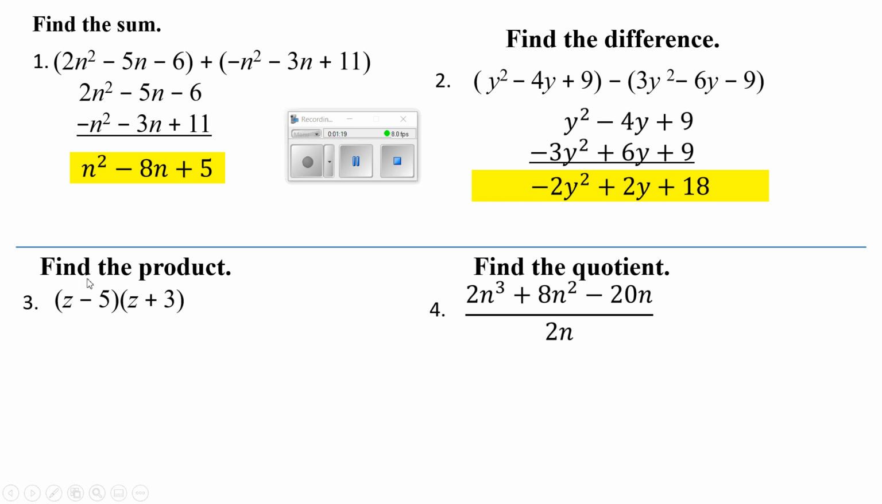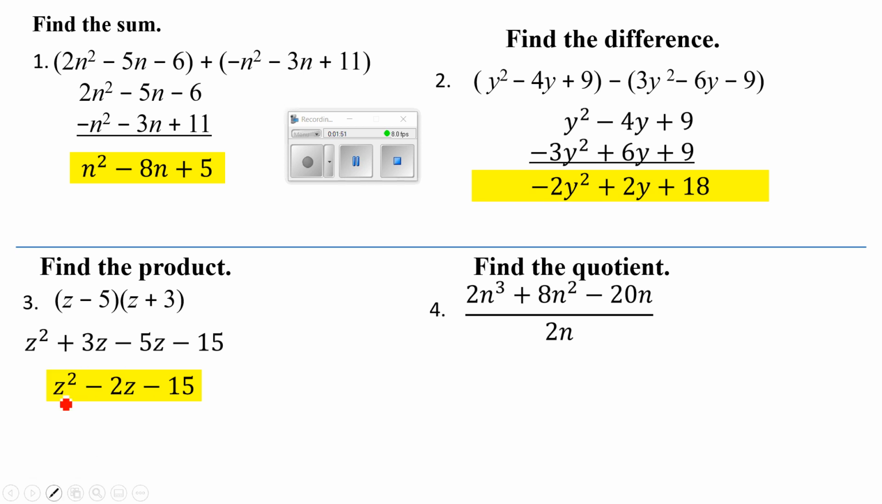Let's go to number 3. We're factoring the product. When I FOIL this, I got z times z, which is z squared. I got z times positive 3, which is 3z. I've got negative 5 times z, which is negative 5z, and then I have negative 5 times 3, that is negative 15. My like terms are 3z and negative 5z. Negative 5 plus 3 is negative 2z, so it becomes z to the second power minus 2z minus 15.